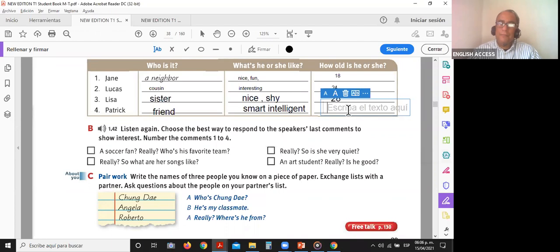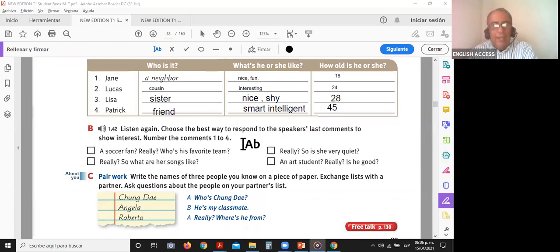45? Really? Wow, he looks 30. You know, he's a big soccer fan. Okay, we have the information here. Now we have to listen again and choose the best way to respond to the speaker's comments to show interest.